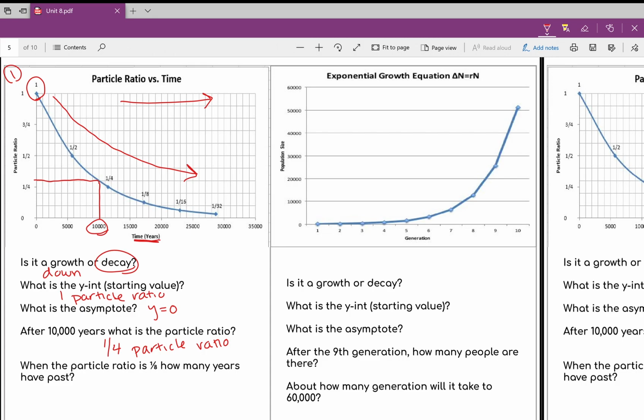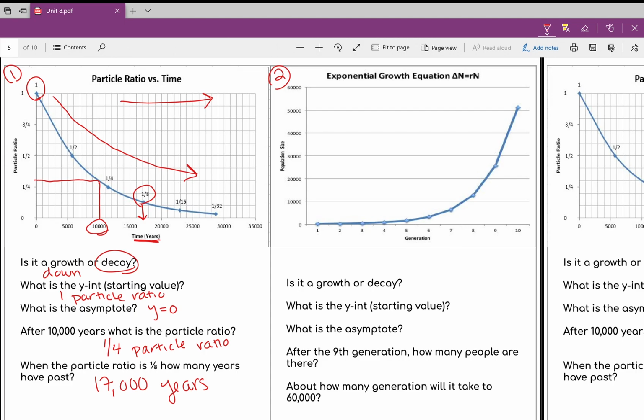When the particle ratio is 1/8, how many years have passed? So it's 1/8 right here, so how many years have passed? So it's anywhere between 15,000 and 20,000 years. So I'm going to say about 17,000 years. So if you are anywhere close to this, then you are correct. Okay, now go ahead and try number 2, so the one next to it, and then we'll go over the answers when you're done.